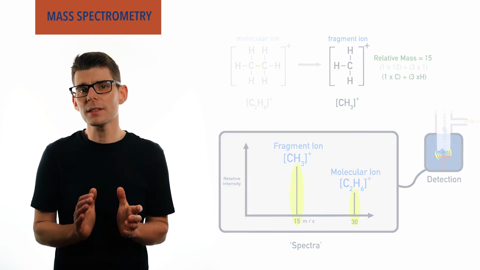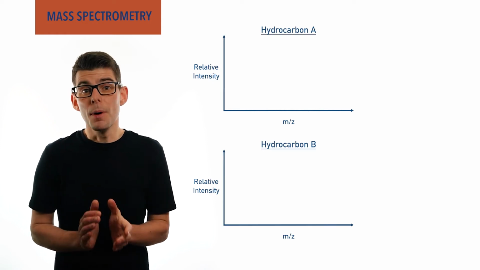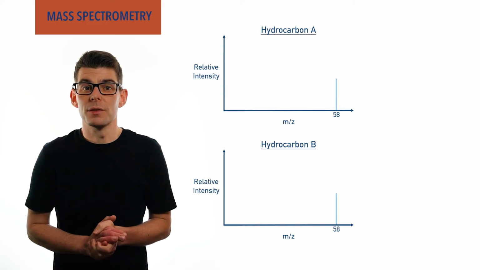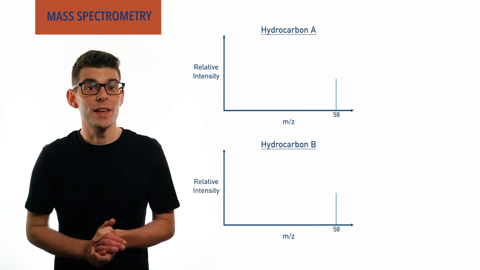For example, let's compare the mass spectra of 2 hydrocarbons, A and B, both with a molecular ion peak at 58, meaning the hydrocarbons have a Mr of 58, corresponding to the molecular formula C4H10.